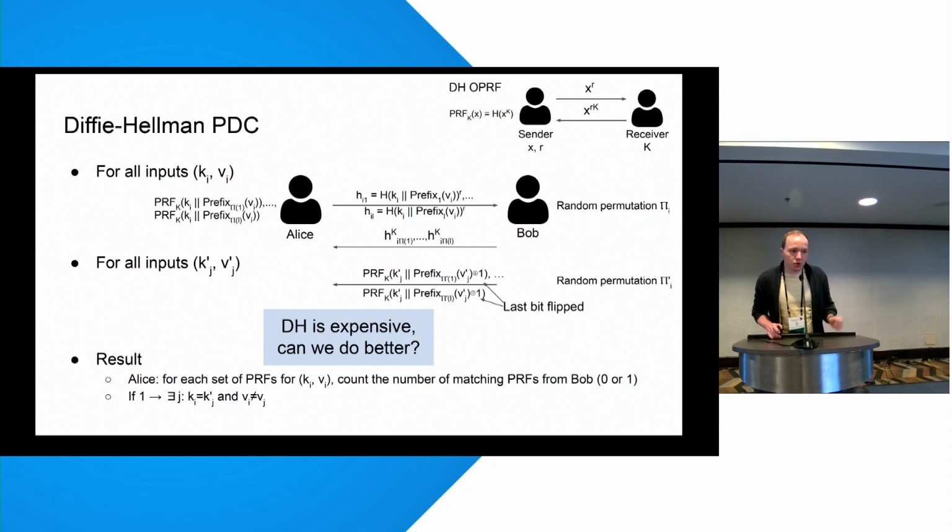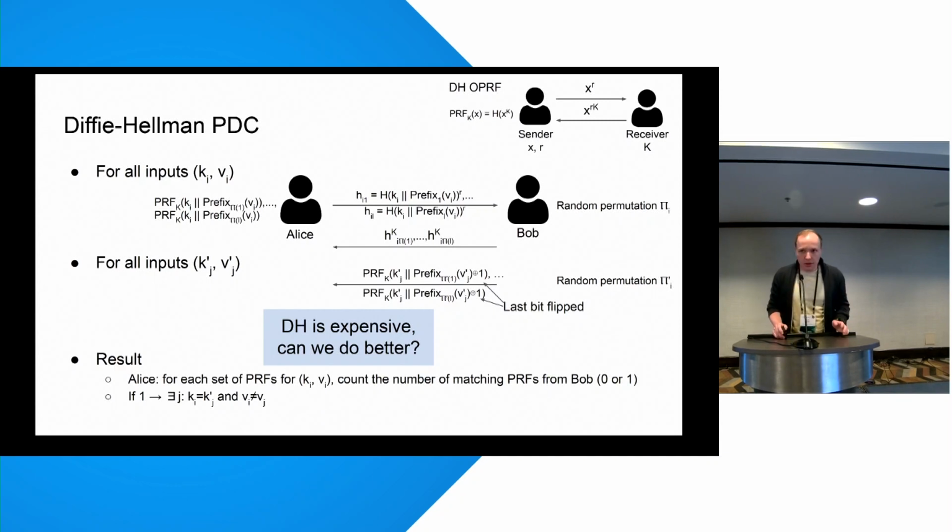In this case, what Alice would do is compute the PRF of the key, concatenated with each of the prefixes. So they would send L PRFs, essentially, over to Bob. Bob would then apply a random permutation in order to hide which bits would be leaking, and then send that back to Alice. Bob would do the same thing for all of their inputs, where, as I mentioned earlier, they only flip the last bit of the prefix generation. As a result, Alice would then just have to count the number of matches in the set of PRFs that they have. And if they see that there's one match, then they would know that there is a mismatch, and this is an element that needs to be cleaned, essentially.